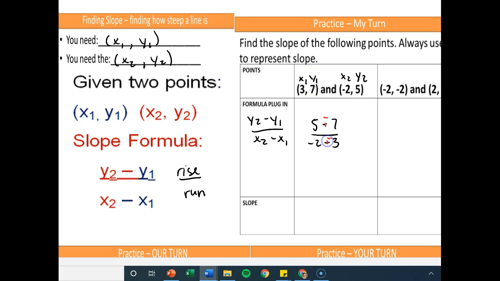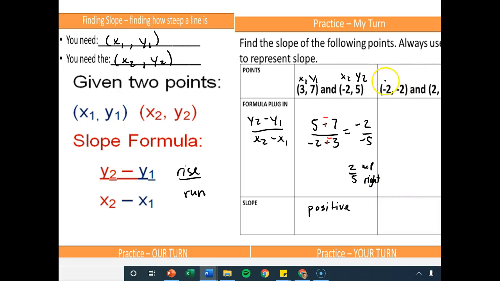And you're going to get negative 2 over negative 5, and because you have two negatives, that's actually positive 2 over 5, so you have a positive slope. Means you go up 2 and right 5.